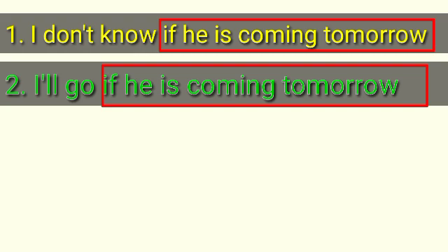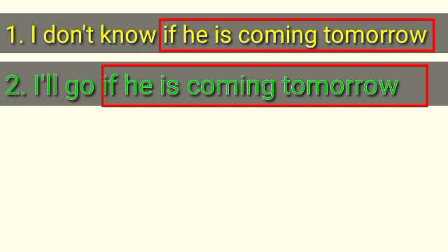Therefore, it is called an adverb clause of condition because it speaks about the verb go. When will I go? If he is coming tomorrow. So that is the condition for going, and therefore it is an adverb because it qualifies the verb and not the noun, and therefore it is called an adverb clause of condition. This is the basic confusion that you have to understand.